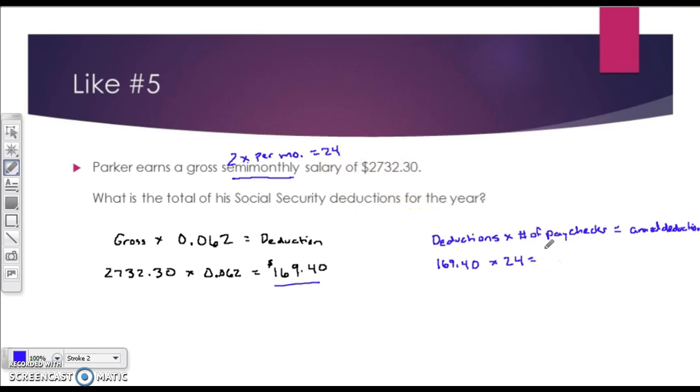All right, so I'm going to say 169.40 times 24 paychecks means that over the course of the year for Social Security tax, they will take out $4,065.60. That's how much he paid for the year or annually.